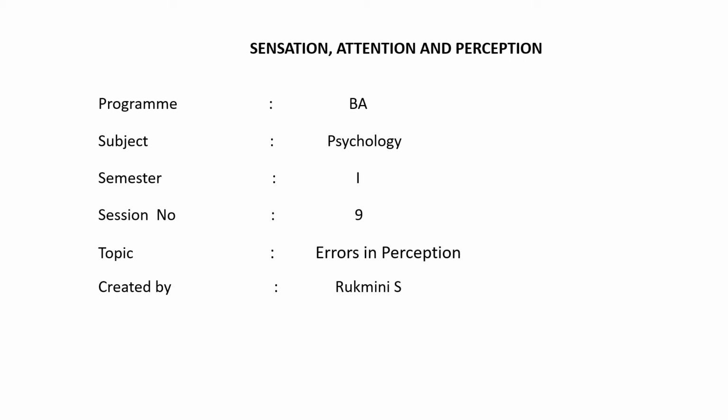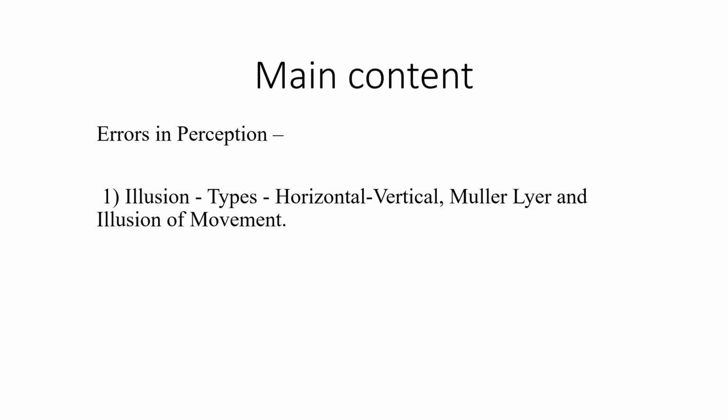Program BA Psychology, first semester, session number 9. The topic is error in perception. Today's session, the main content is error in perception. In that, illusions, types, horizontal, vertical, and Müller-Lyer, and illusions of movement we are going to be studying.